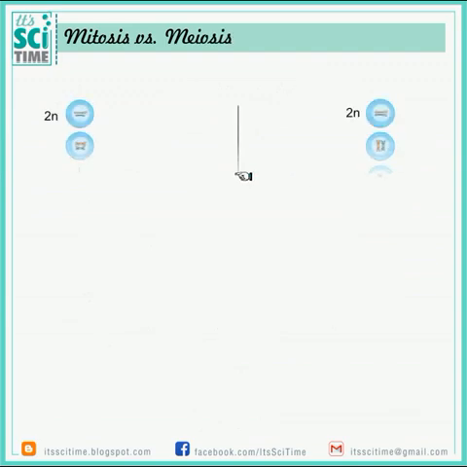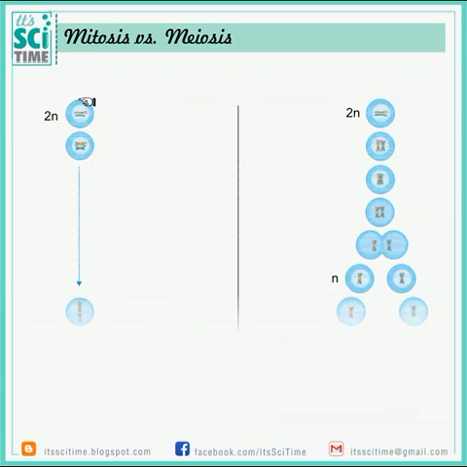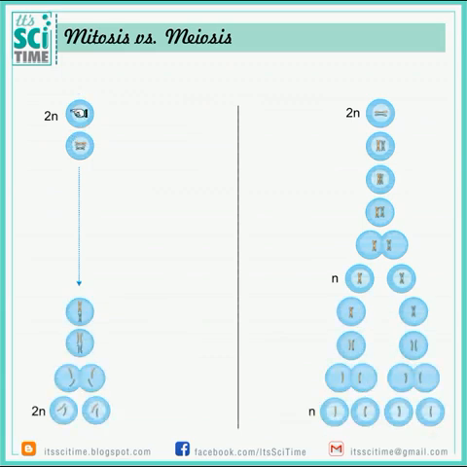Finally, a comparison of mitosis and meiosis. You can see the steps are different. Compare these figures. Two n cells in mitosis result in two n cells, and in meiosis, two n or diploid cells result in four haploid cells, and they are different from the mother cell.